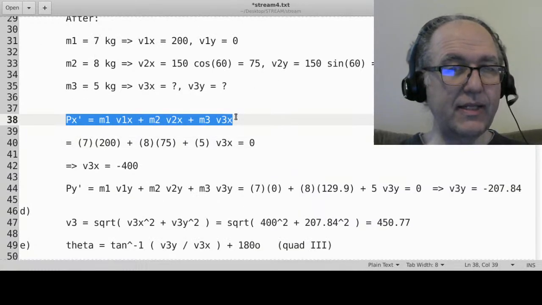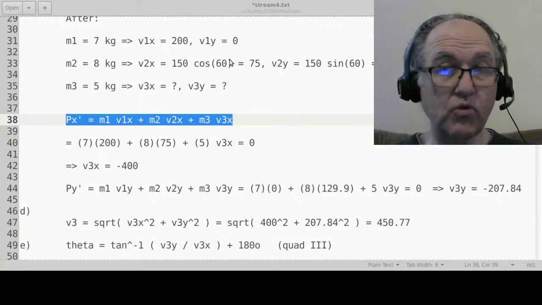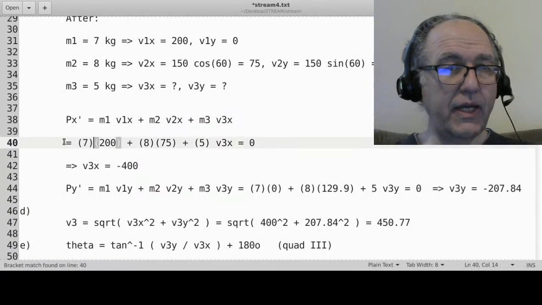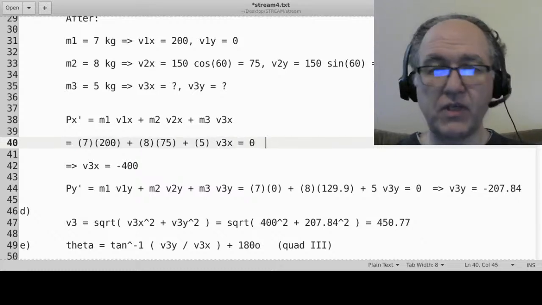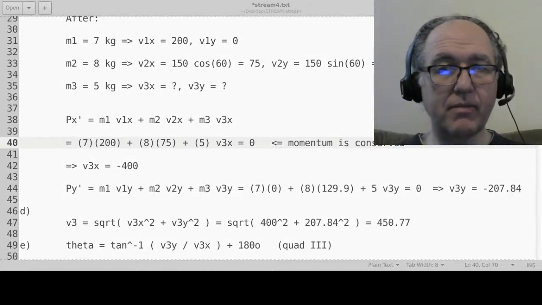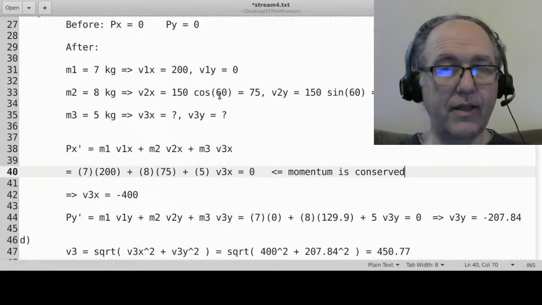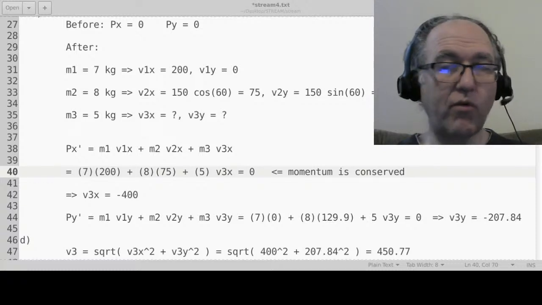So basically this is the expression for the momentum after the explosion before we plug in the numbers. Here it is after we plug in the numbers, and we have to set that equal to 0 because momentum is conserved. And then just solving for v3x, that's equal to negative 400.